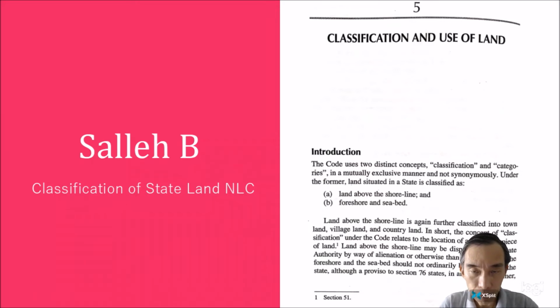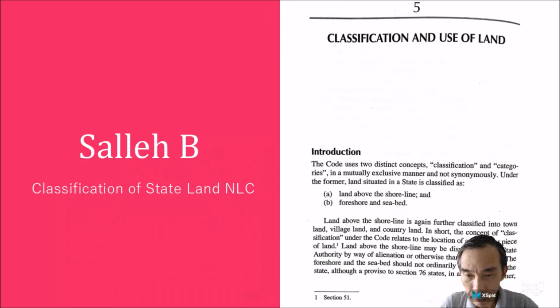Okay, Saleh Buang has authority in land matters, in written books and a lot of key historical cases. So, classification and use of land under Saleh Buang in the Malaysian Torrens system: two distinctive concepts, classification and category. As you see here, the concept of location is above the shoreline and foreshore or seabed. They are classified into town land, village land, and country land. So this is the concept of location of a particular piece of land.